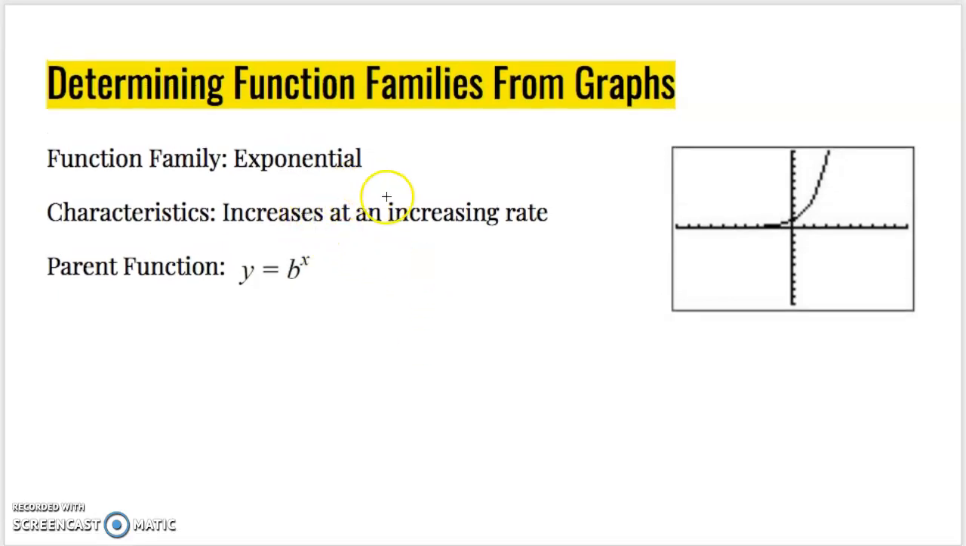The next one we have here is the exponential function family, and the typical characteristic is that it increases at an increasing rate. When I try to get students to remember this, I always say that I would like my money to increase exponentially, because it would be ideal if, even if I start off with a little bit of money, that it would just grow exponentially. And then y equals b to the x is the parent function, and here it might be important to know that b is a number.